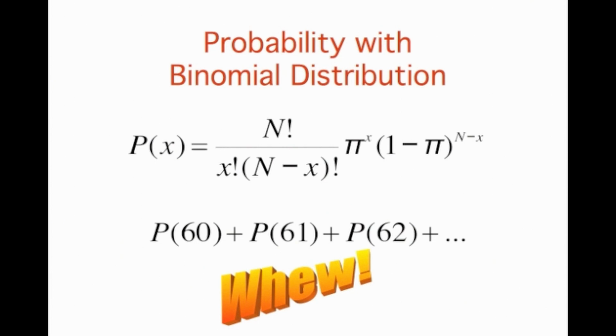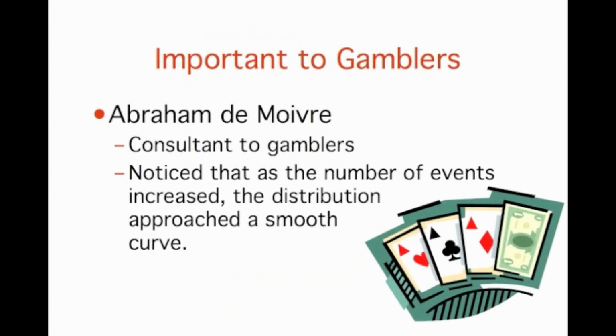Imagine how long it must have taken to compute binomial probabilities before the advent of calculators and computers. Abraham de Moivre, an 18th century statistician and consultant to gamblers, was often called upon to make these lengthy computations. De Moivre noted that when the number of events, or coin flips, increased, the shape of the binomial distribution approached a very smooth curve.